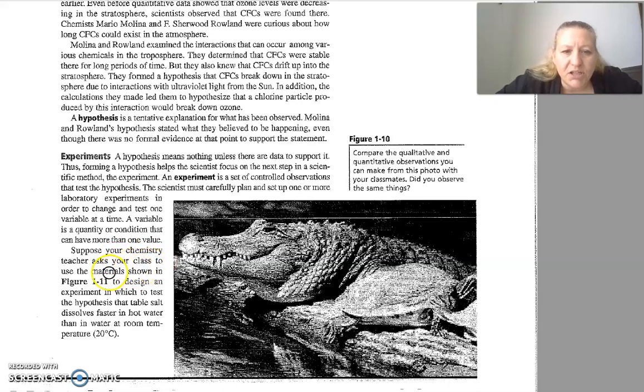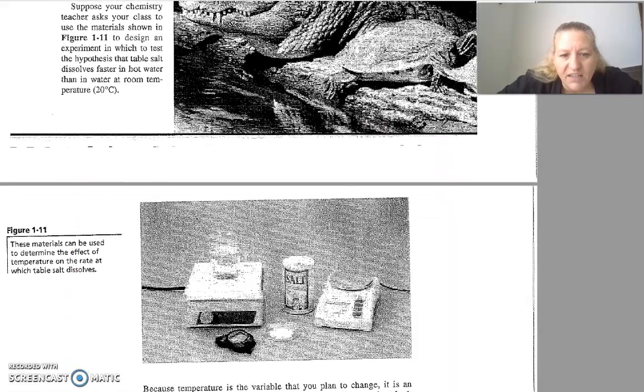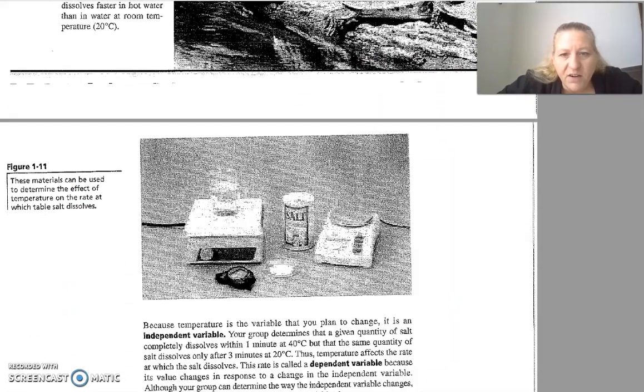Suppose your chemistry teacher asks your class to use the materials shown in figure 1-11 to design an experiment in which to test the hypothesis that table salt dissolves faster in hot water than in warm water. Okay, let's look at figure 1-11 here. Okay, so we're setting it up. We have the weight of the table salt. This is going to weigh it. Then we have something that will let you heat up the water. Okay.